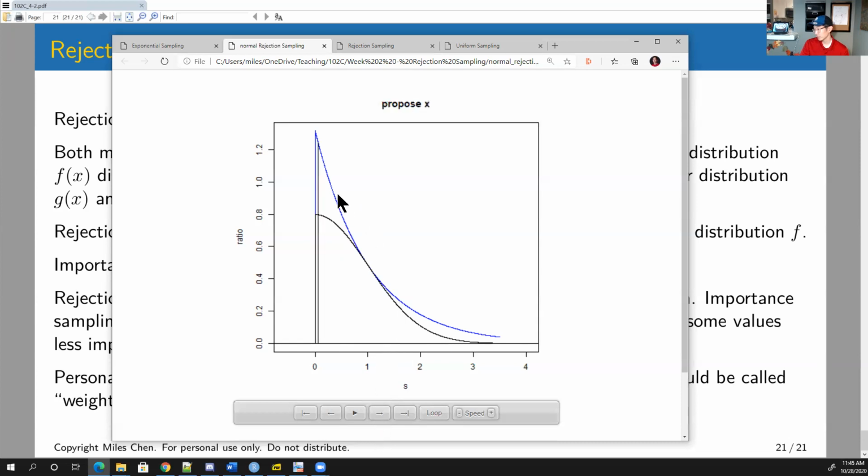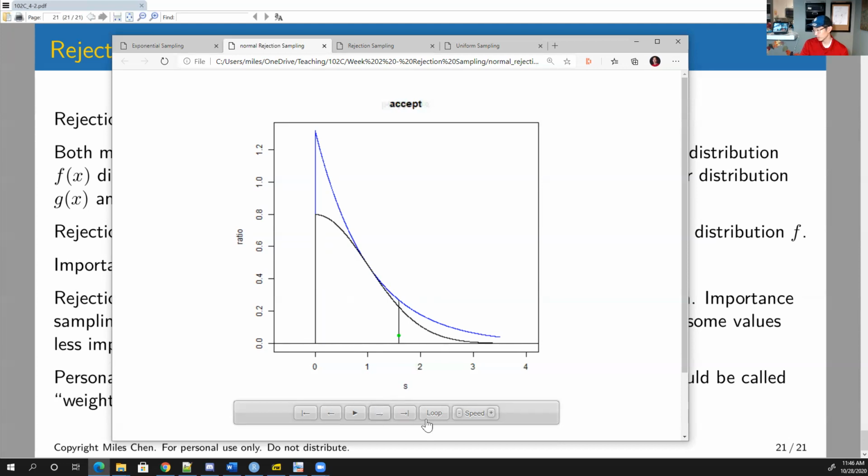Okay, here's another value. We propose a value like 0.1. We generate a u. U ends up, I don't know, point something, a little bit above this line, so this gets rejected. Here's another value, and we propose a value like 0.4. The u we generate looks to be, I don't know, 0.05 or something very small, so that's way below the curve, so we are going to accept it.